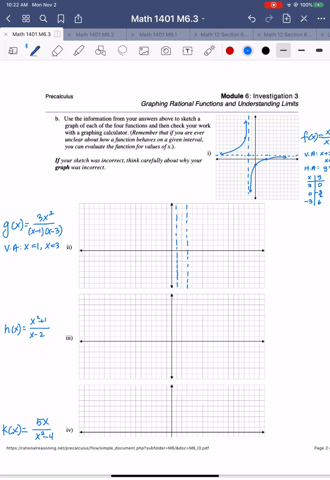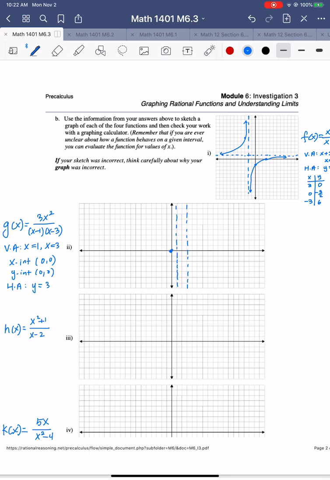Then the x-intercept is where y is 0, and it's (0, 0) this time, which is the same answer as for f. It's (0, 0) here. And we have a horizontal asymptote, which is y equal to 3.